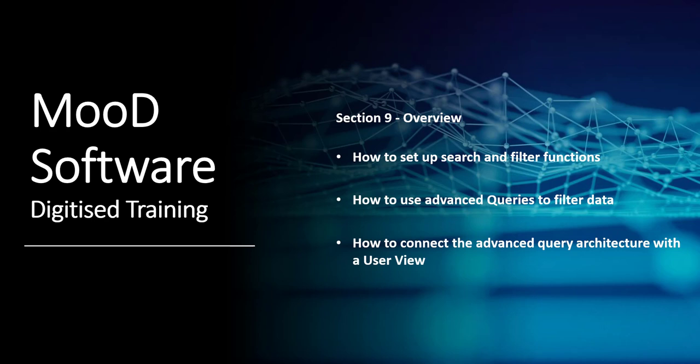Section 9a. Setting up the search and filter view. An essential part of Mood usage is the ability to filter through data and select the most relevant information. In previous sections, we've covered matrices and groups of data. Now this section will show ways of filtering that data using advanced queries. This section is extremely powerful as it enables users to enter search criteria using screen controls, and these criteria are then applied in real time to the search results.